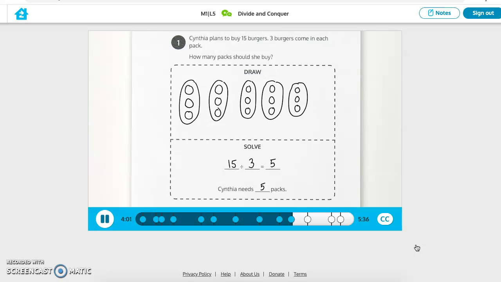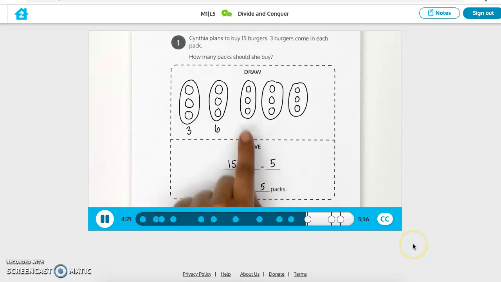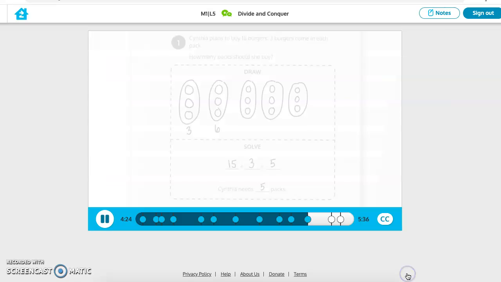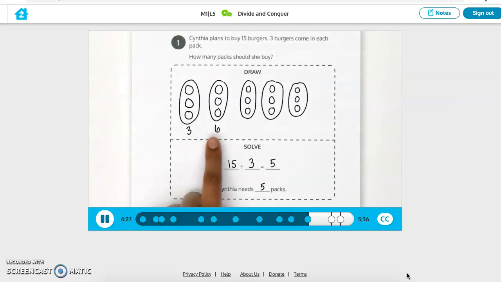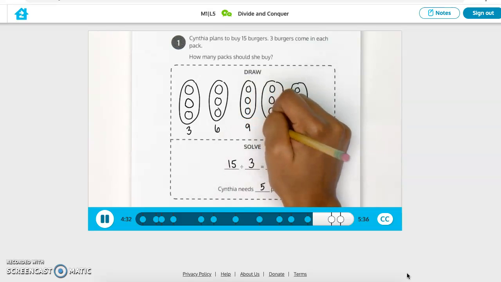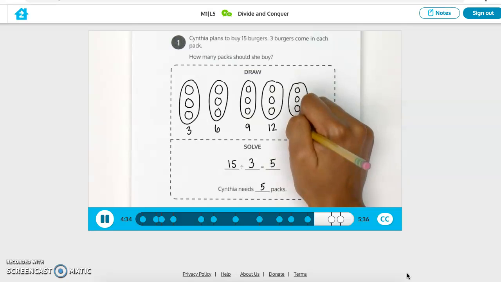Now let's finish this problem by writing the total number of burgers under each pack. She has 3 burgers in one pack, 6 burgers in 2 packs. Your turn. Finish writing the total number of burgers under each pack. 3, 6, 9, 12, 15.